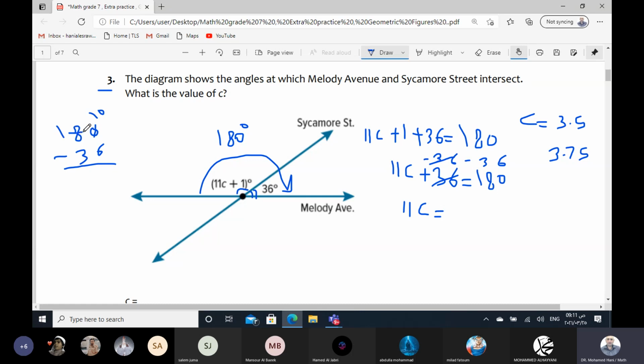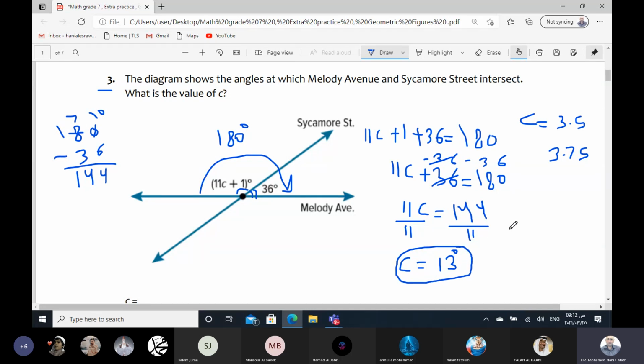Here we have 10, here we have 7. 10 minus 6 will be 4, and 7 minus 3 will be 4. So the answer will be 144. Then divide the two sides by 11. So C equals 144 divided by 11, which will be 13 degrees. So the value of C is 13 degrees.